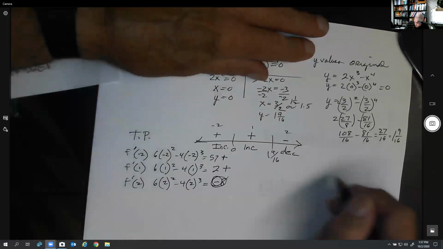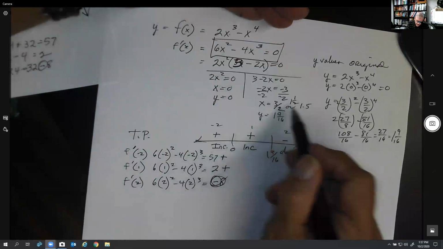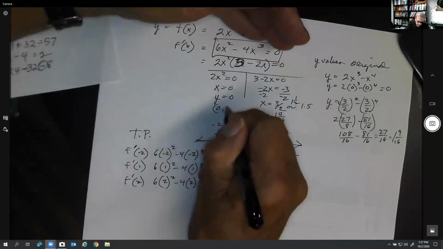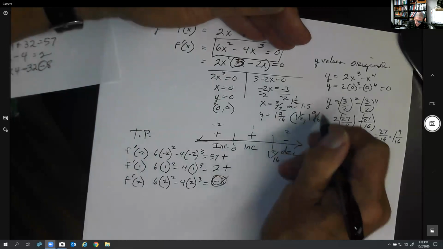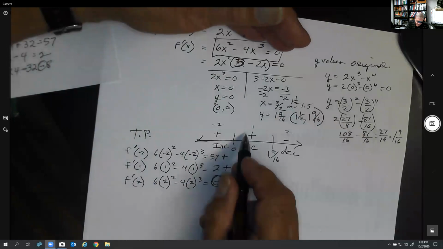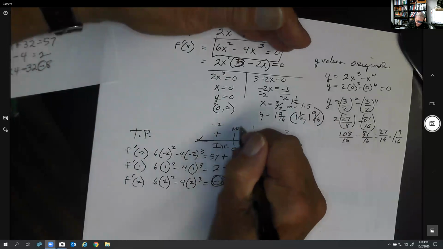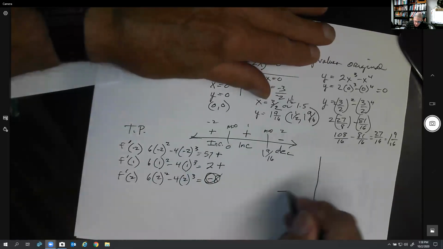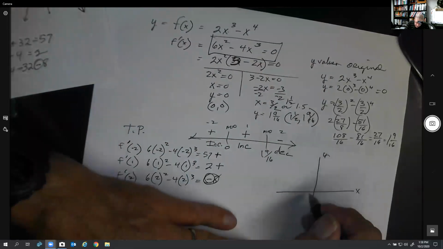So now I'm ready to graph. I did step 1, step 2, solved it. Step 3, I found my y values. I got the point 0, 0. I got the point 1.5, 1 9/16. And then I tested those intervals, because at these key points the slope was 0, so I don't want to use those. I want to use numbers in between. Anyhow, let's see what the graph looks like, x and y. So I have the point 0, 0.